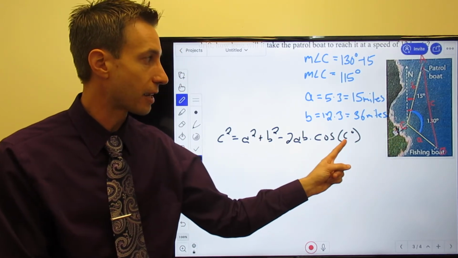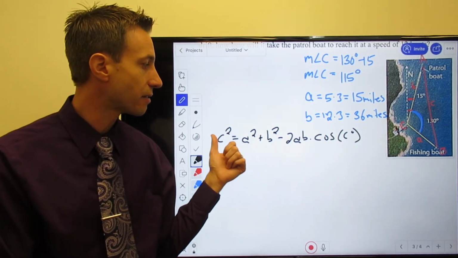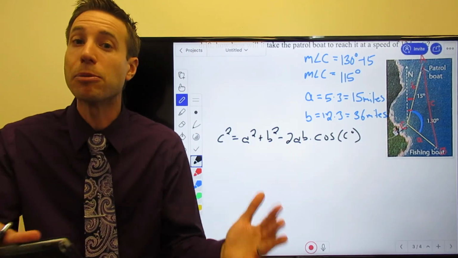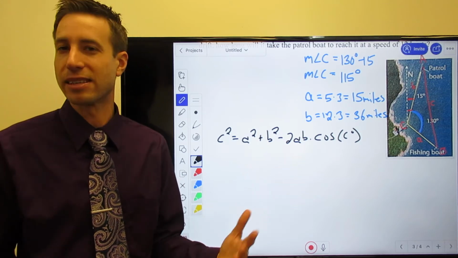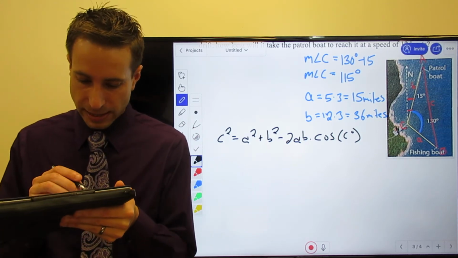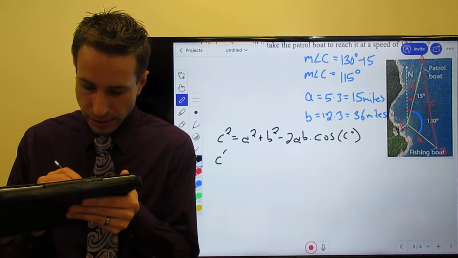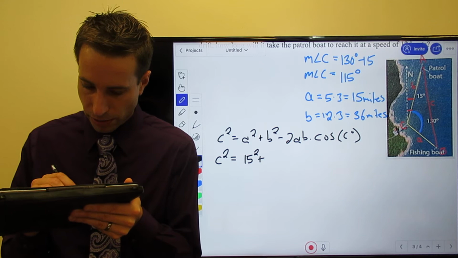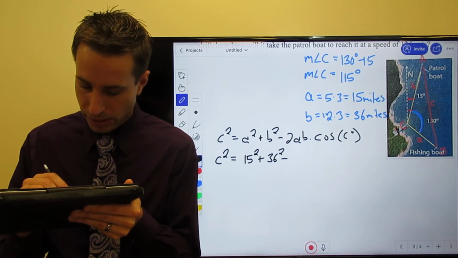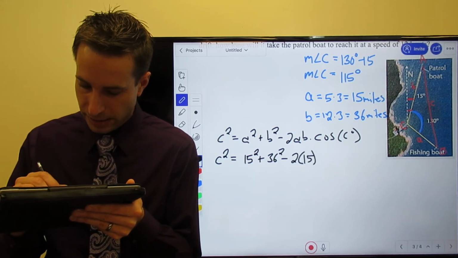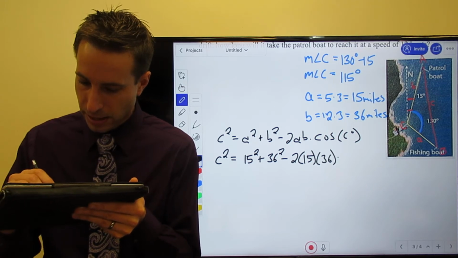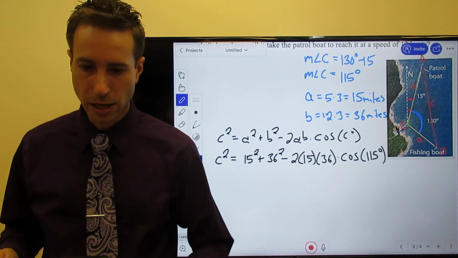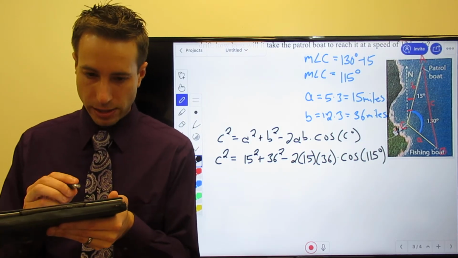I know the measure of angle C. I'm trying to find the length of side C, right? And I know A, I know B, right? Label your diagram so that this formula works. Okay, great, here we go. It's time to plug and chug. C squared is going to be equal to 15 squared plus 36 squared minus 2 times 15 times 36 times the cosine of 115 degrees. Okay, awesome, here we go.